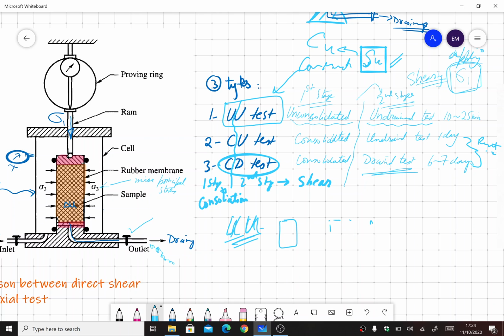So the only difference in a UU test is that in the first we apply a sigma 3 of one value, in the second a different value, and in the last we apply yet another value of sigma 3.